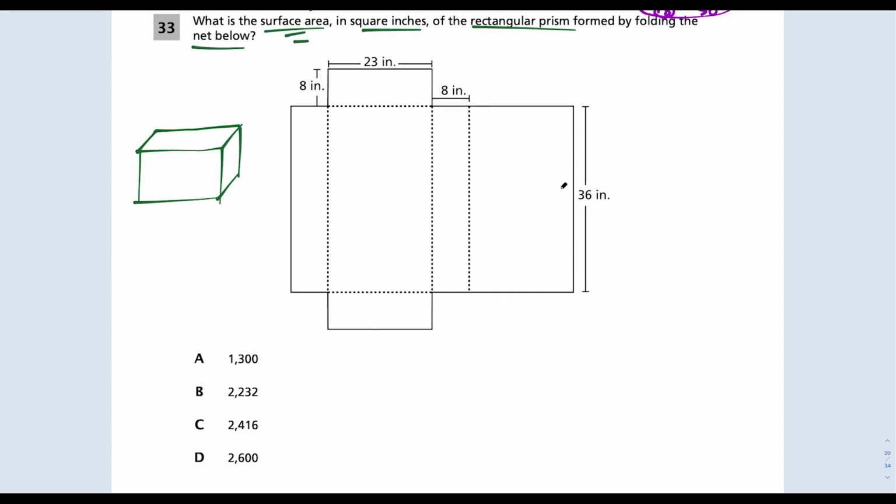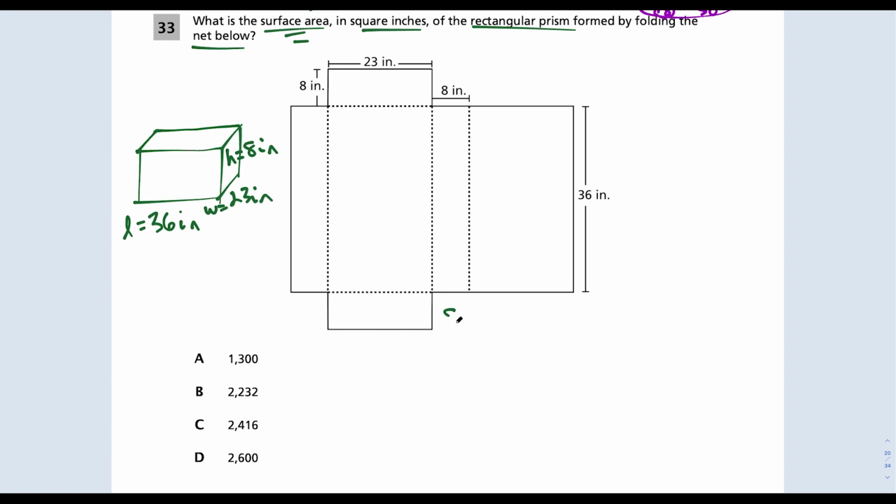Well, we could say the length is the long side. We'll call that 36 inches. Now the width we could say is 23 inches, and the height we could say is 8 inches. So these are just our labels here. This is our length, this is our width, and this is our height over here, 8 inches.